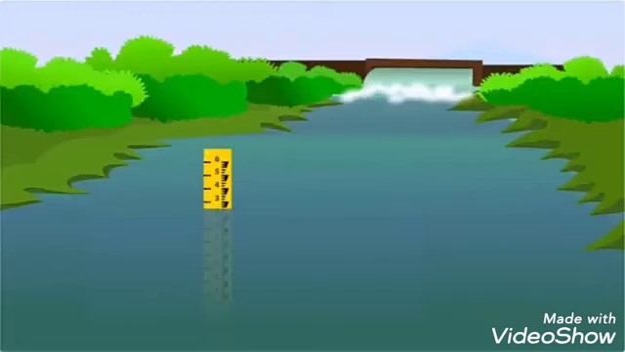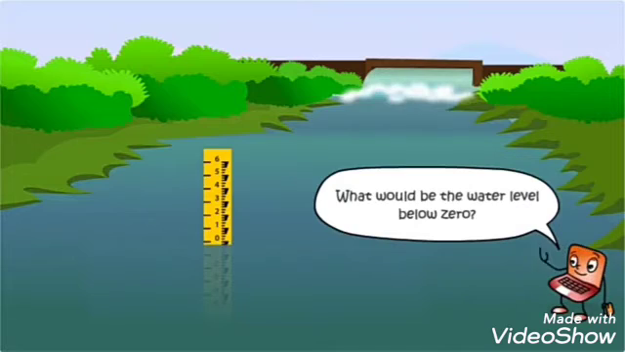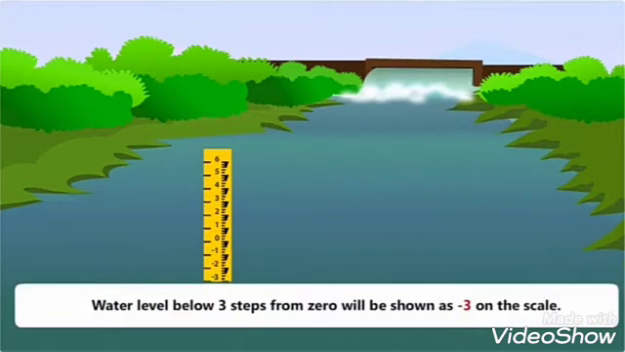Have you noticed the water scale in the dam water? It shows you the reading for the water level in the dam at any given time. Water is receding in the dam and water level is going below 0. What would be the water level below 0? The water level below 0 is shown by negative numbers starting from -1, -2 and so on so forth.